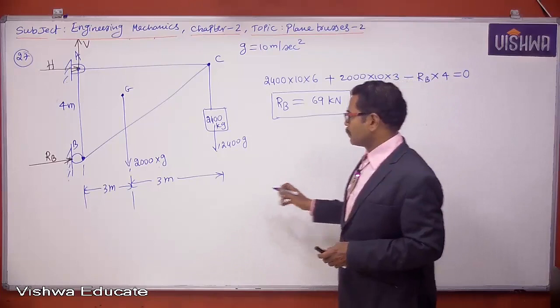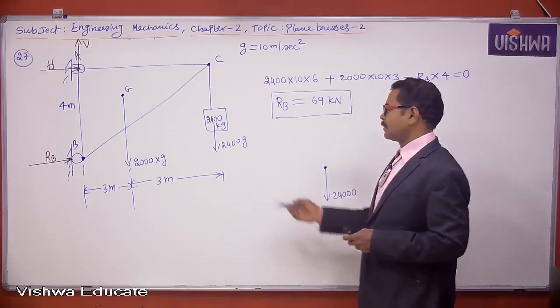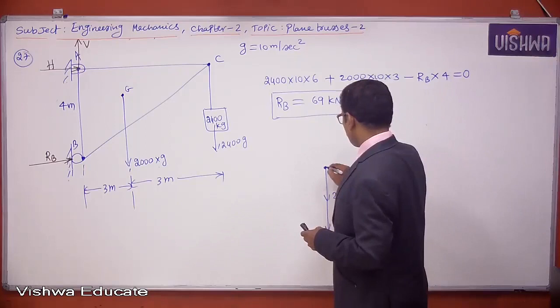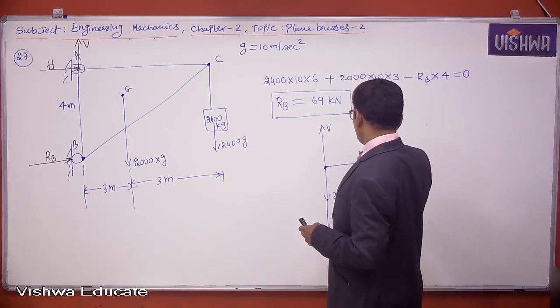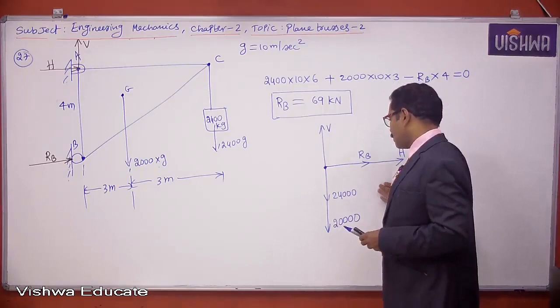So I present all the forces on the truss like this. A downward force of 24,000 is acting, 2400 into 10, 24,000. Another downward force is acting. What is the downward force? 20,000. And one upward force is acting, that is V. A rightward force is acting, that is RB. Another rightward force is acting, that is H. I presented all the forces which are acting on this truss in the form of a vector diagram.